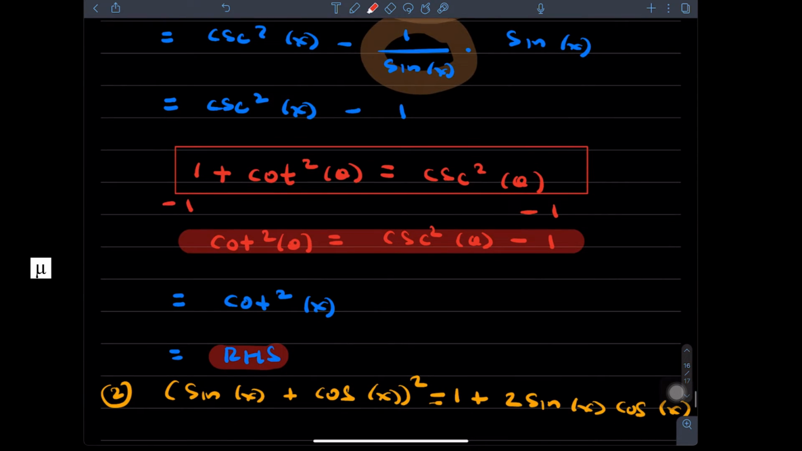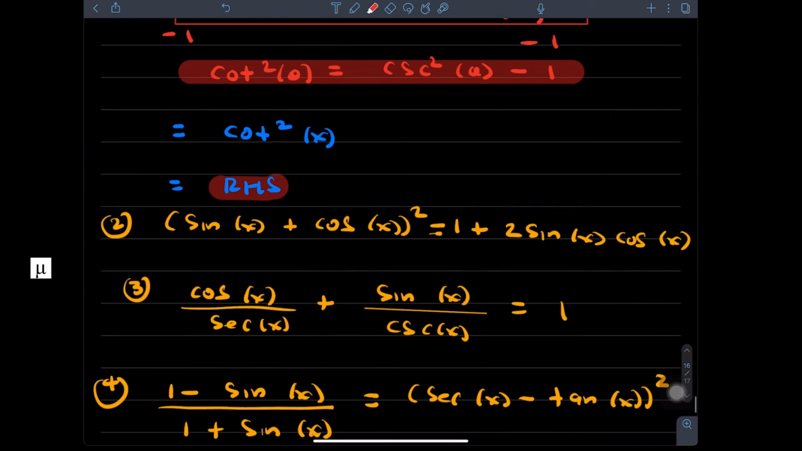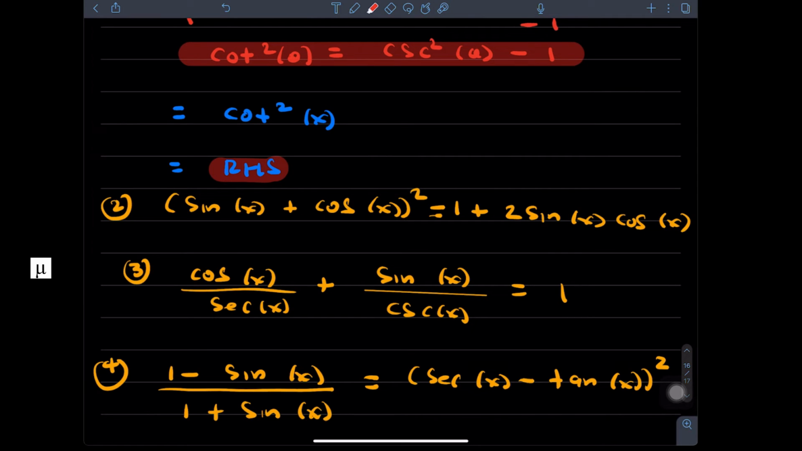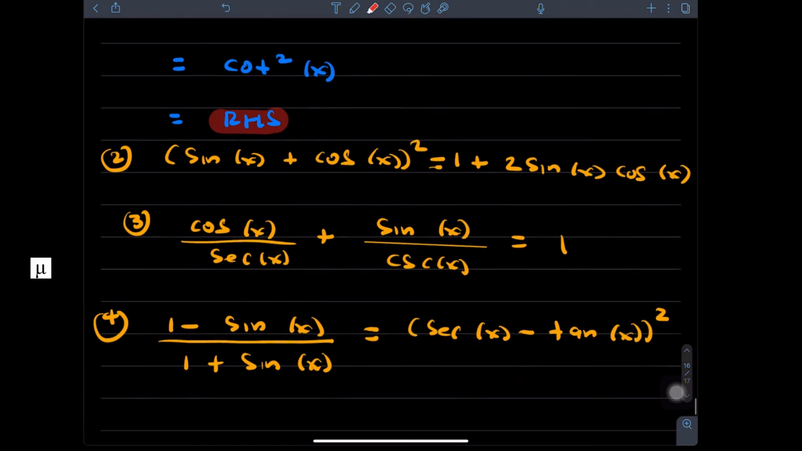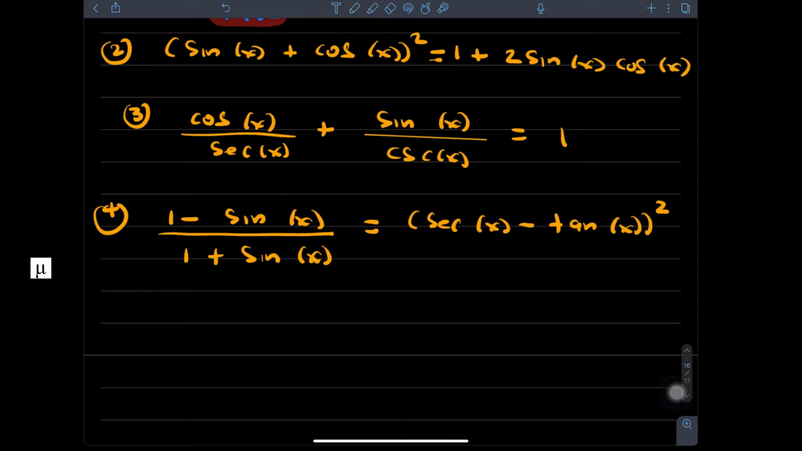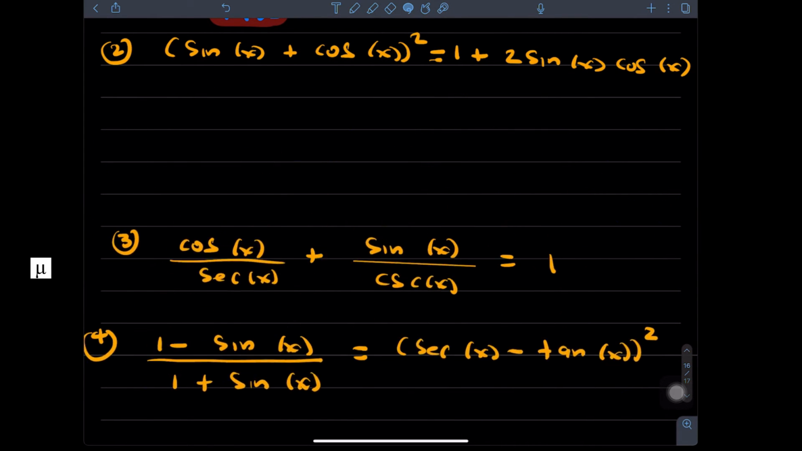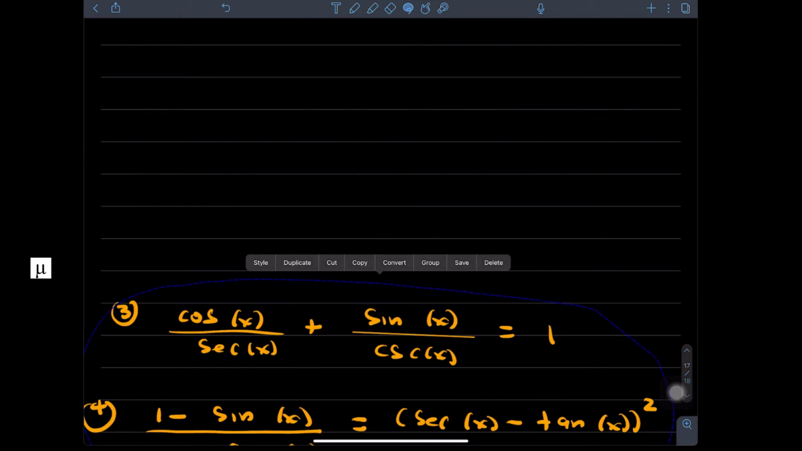So take a look at that. That's how we use these Pythagorean identities. Isn't that beautiful? It's not too bad. That's beautiful. I don't know about you guys. It's beautiful.